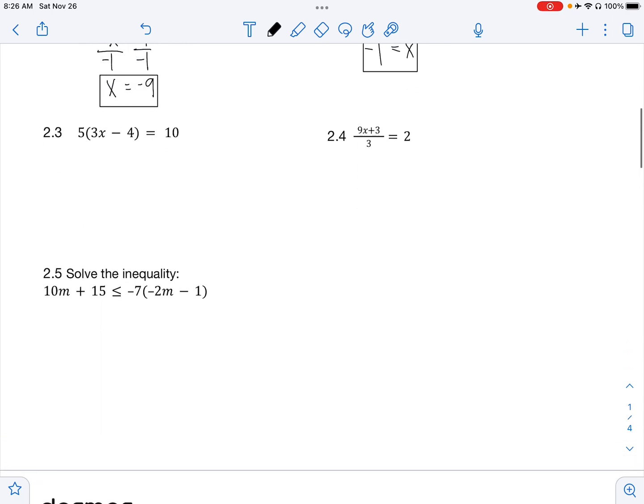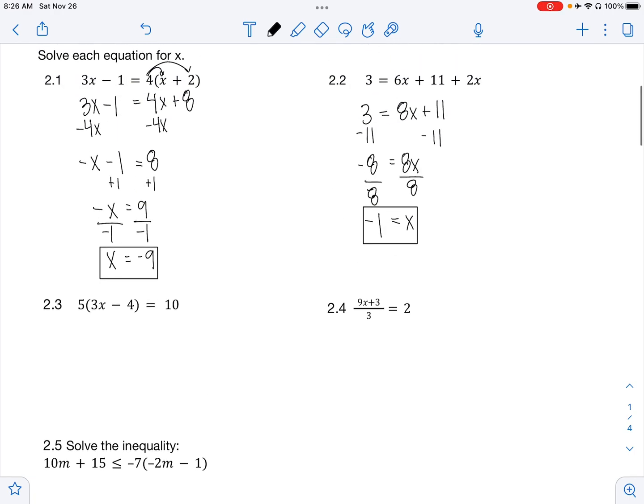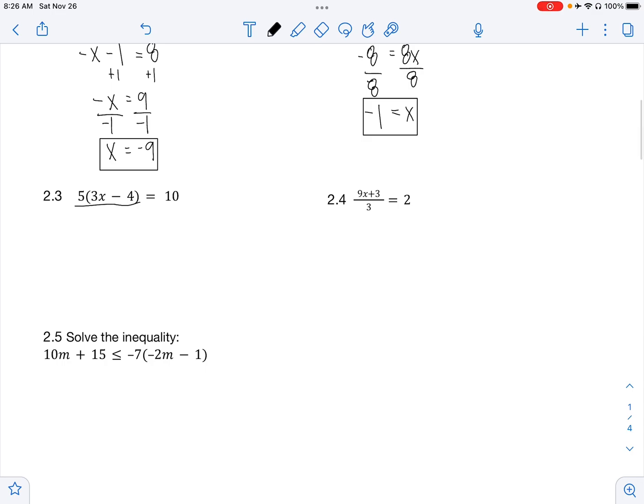Okay. This next one, I'm going to do a little bit opposite. I could distribute like how I did on 2.1, or I'm going to divide the whole thing by 5 to get rid of that 5 out in front. So now I have 3x minus 4, the same thing that was inside the parentheses, equals 10 divided by 5 is 2. I'm going to add 4 on each side. I get 3x equals 6. Divide by 3 on each side. X is equal to 2.